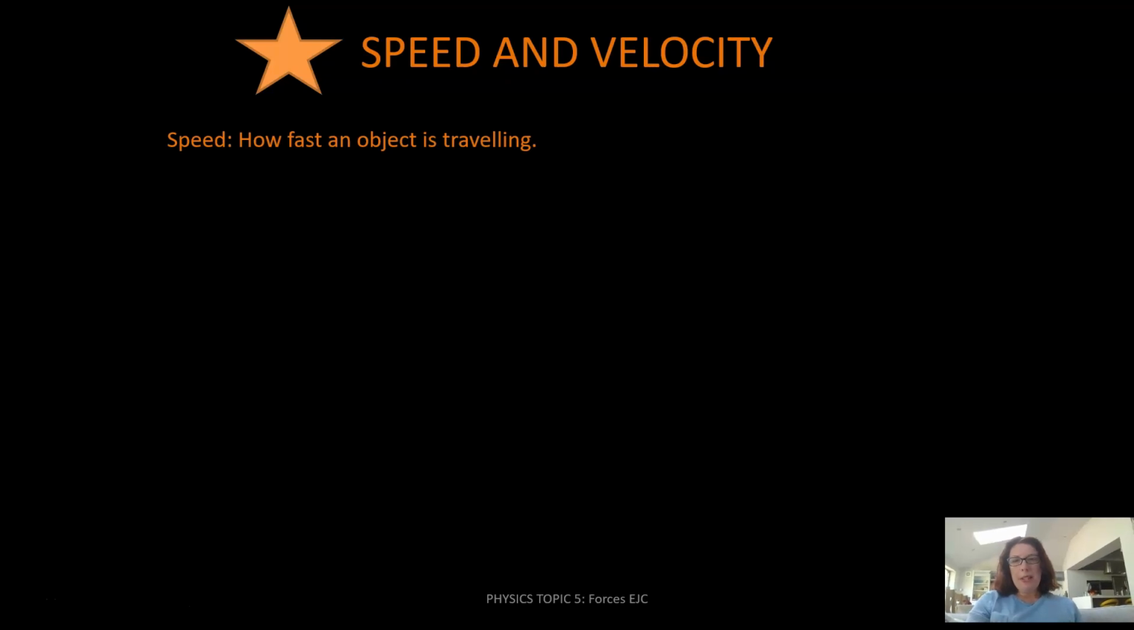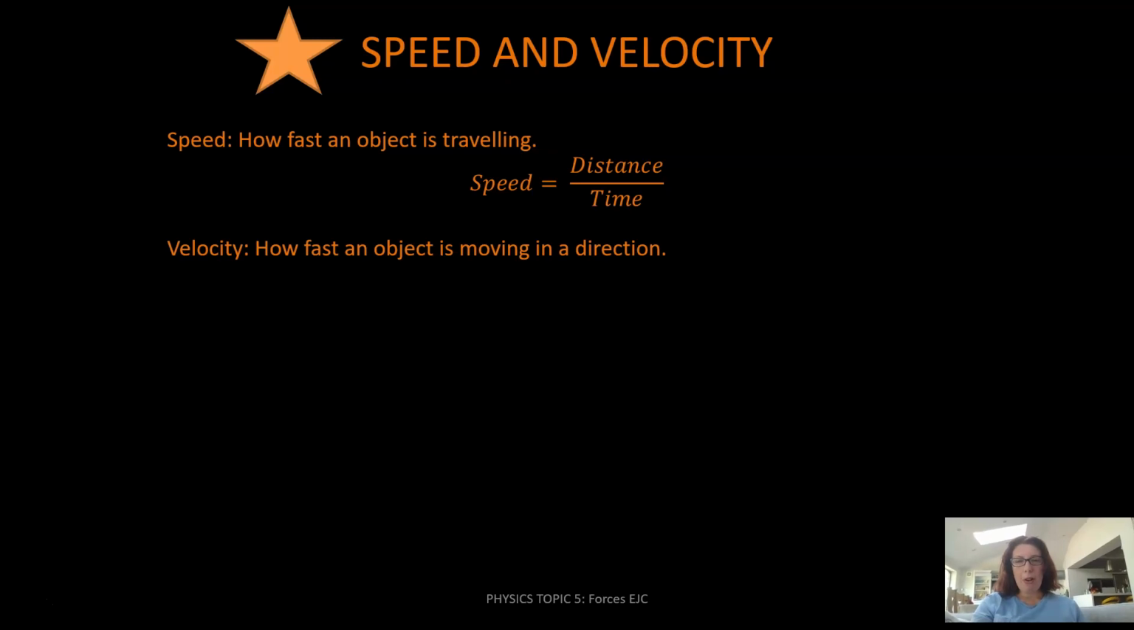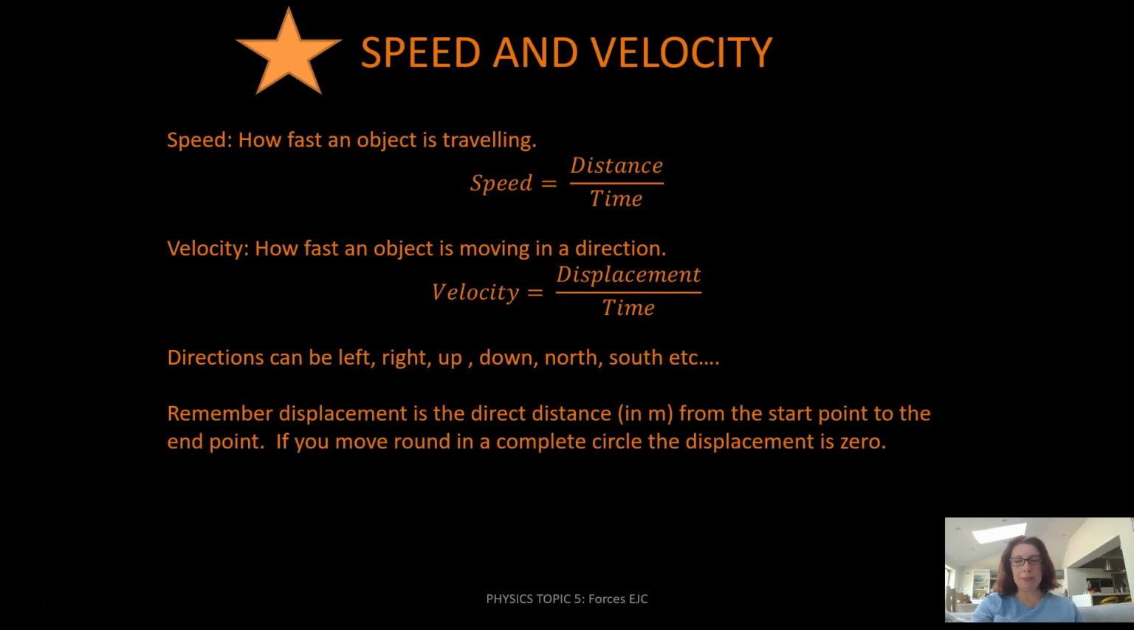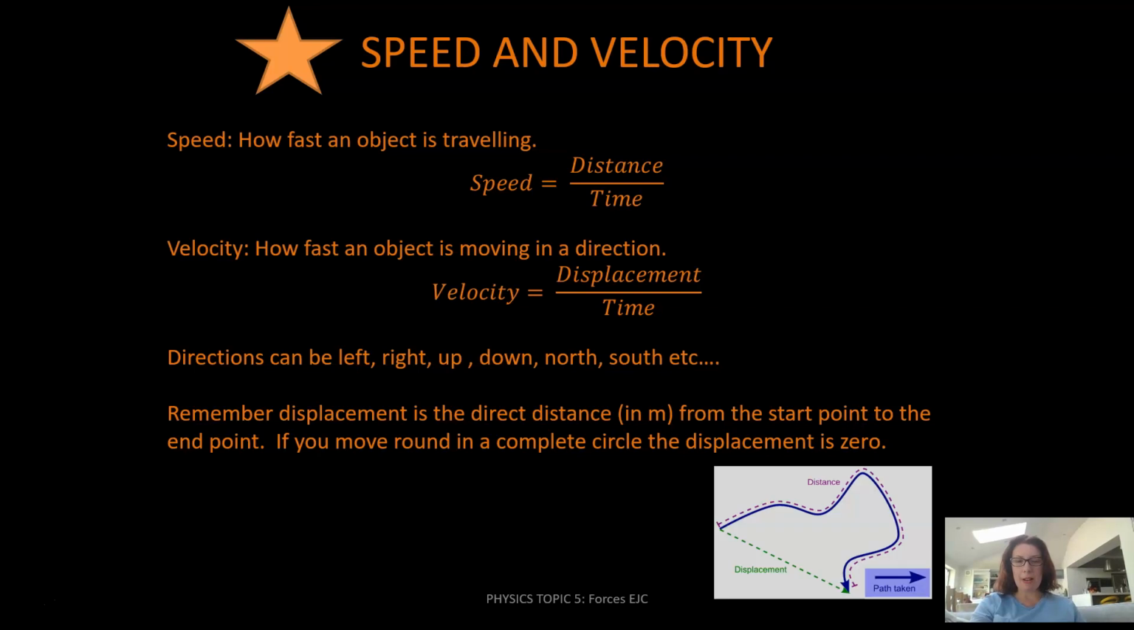So speed is how fast an object is travelling, distance divided by time. Velocity is how fast an object is moving in a direction, displacement divided by time, and the directions you could put would be left, right, up, down, north, south, etc. And remember, displacement is the direct distance from the start point to the end point. If you move around in a complete circle, the displacement is 0.